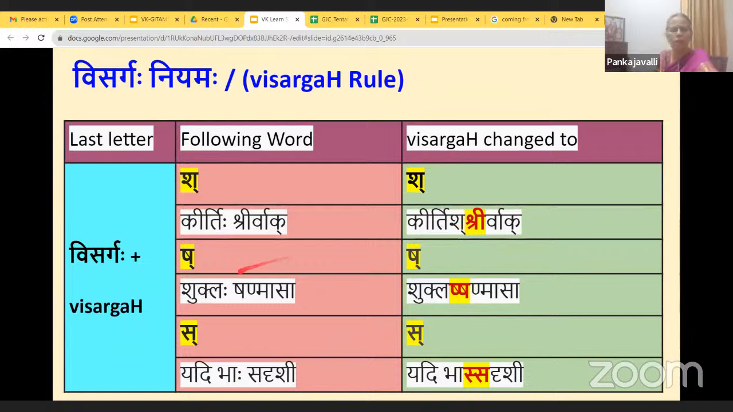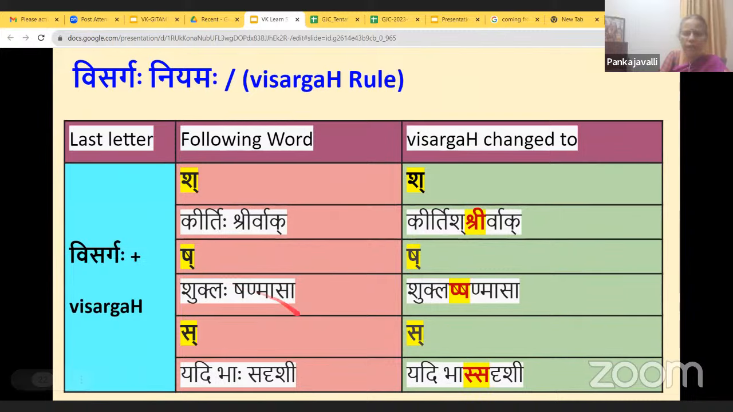Shrivaksha, Shukla Shanmasa, Yadi Ba Sadrushi. You put on an extra ish. You remove the visarga, and the visarga changes to ish. So whenever there is a sha, sha, sa, and other than this, whenever the visarga is followed by a cha, karnascha, krishnascha, dronascha, vishnascha, it becomes ish only. When the cha comes also, ishcha, isano, shwa, and sha, paschat.